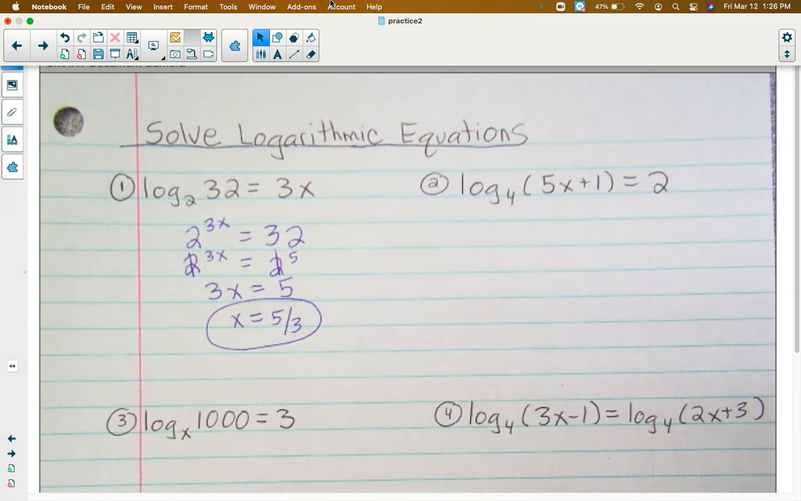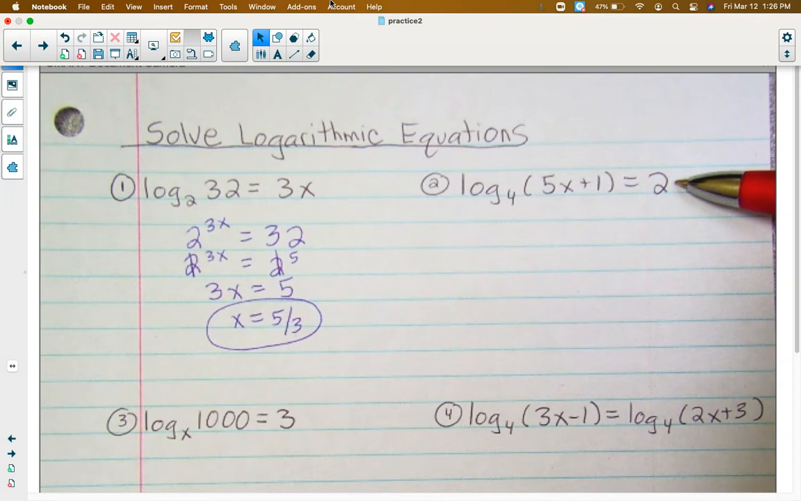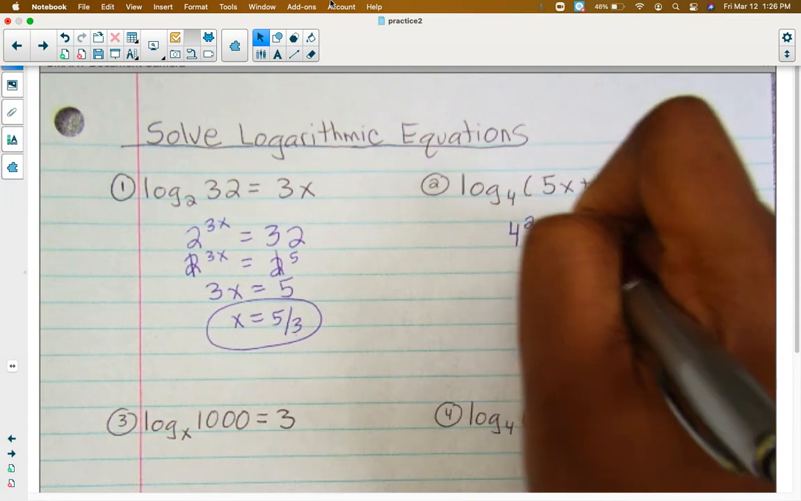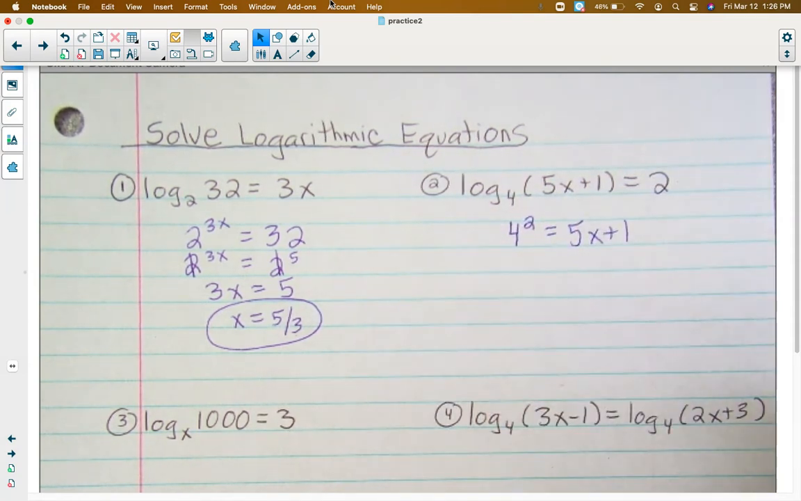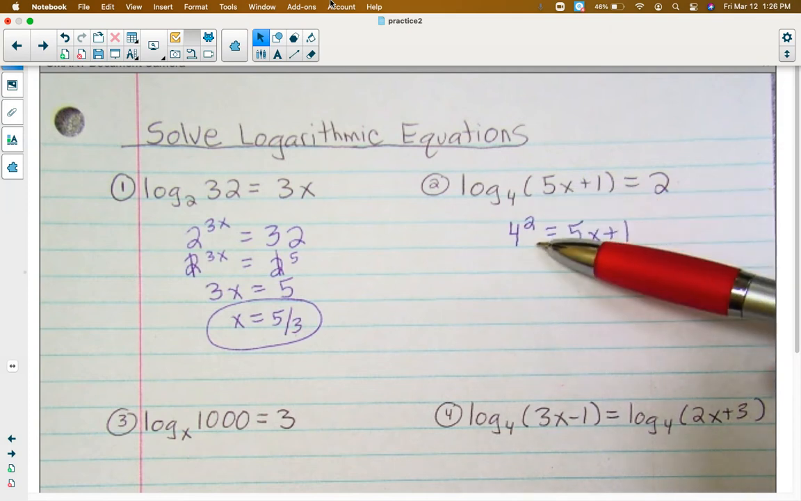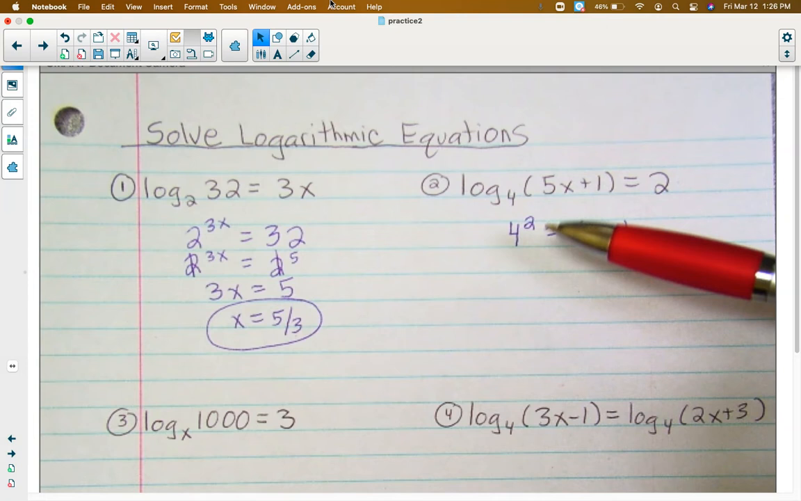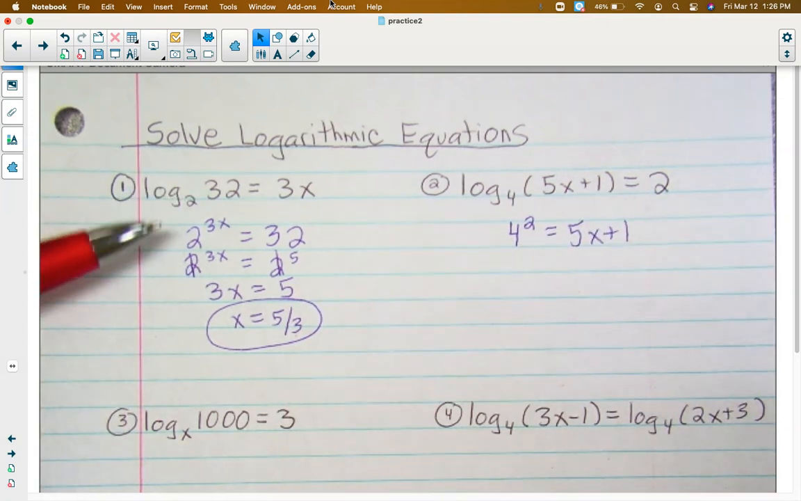So number 2, log base 4 of 5x plus 1 is equal to 2. This is in logarithmic form, so I need to change it and put it in exponential form. So in exponential form, this is 4 squared equals 5x plus 1. Just a reminder, when you're going from log to exponent, your base is still the same. My base is 4 here, so in exponential form, 4 must be my base.